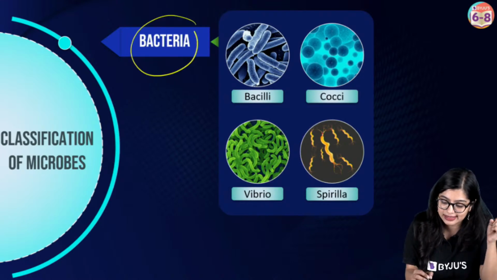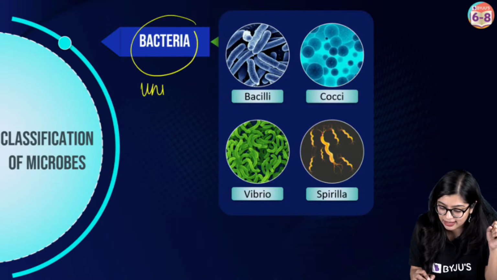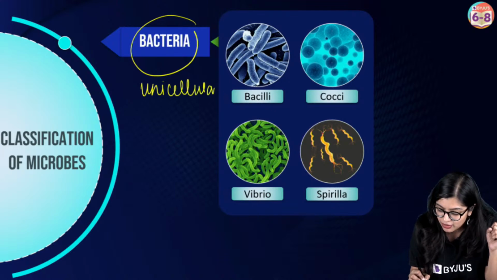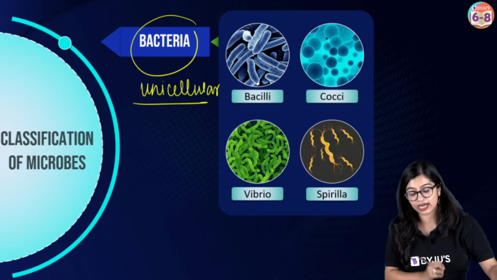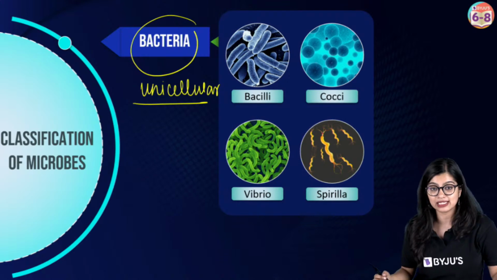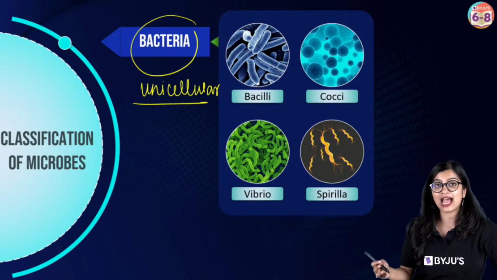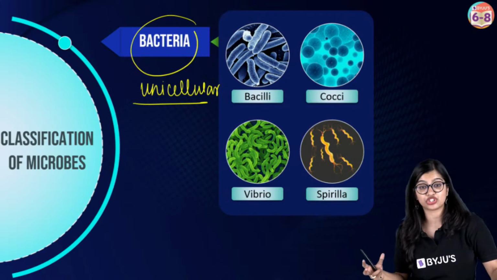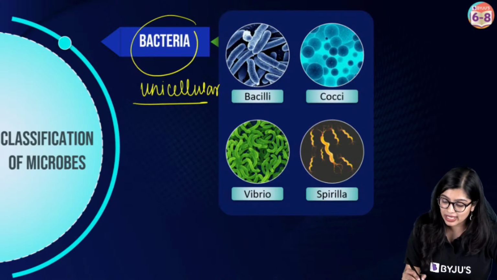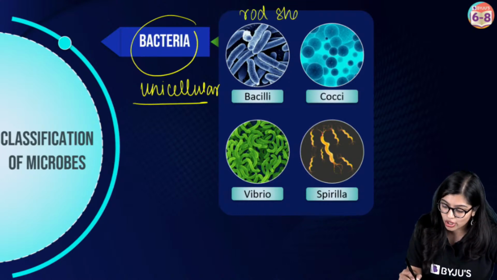Now, bacteria are basically unicellular organisms, right? Which means that their body is made up of one single cell. And we see that they come in different shapes and sizes, right? Now, there are some bacteria which are rod shaped.